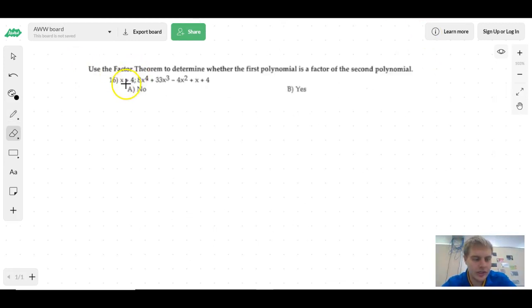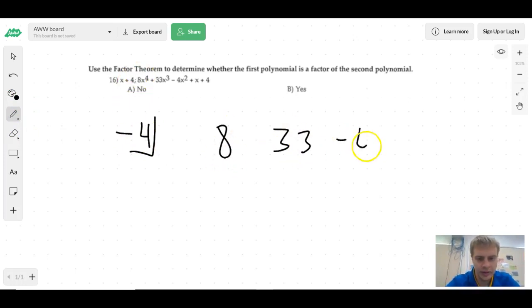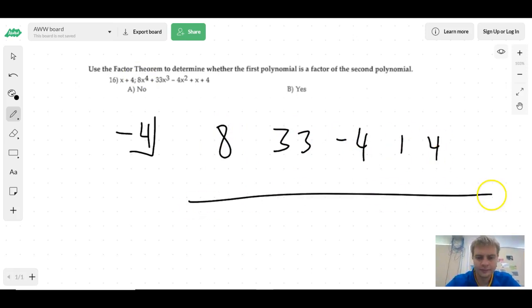We want to know, is x plus 4 a factor of this? Well, how we could check is we can use synthetic division. So again, what I would do with the synthetic division is I'd put negative 4, because that's its root, in there. And we have 8, 33, negative 4, 1, and 4. We always carry the first number down. So that'd give us 8. Multiply, so that'd be negative 32. We add them together, we get 1. Multiply. So I get negative 4. Add them together, I get negative 8.